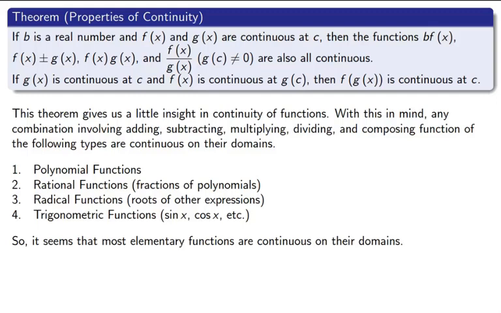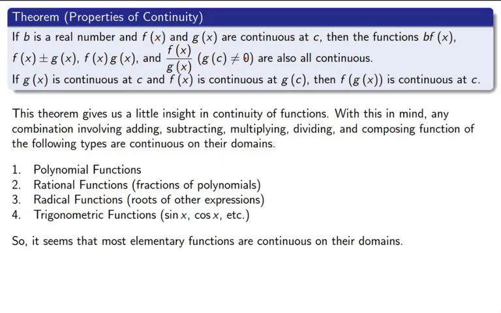It turns out, based on your limit laws, that continuity holds for a lot of different things as long as continuity holds for the originals. If we've got two functions that are continuous at a point, then at that same point, a constant multiple of the function is still continuous. The sum or difference of the functions is still continuous. The product of the functions is still continuous. And even the quotient of the function is still continuous as long as the denominator is not 0.